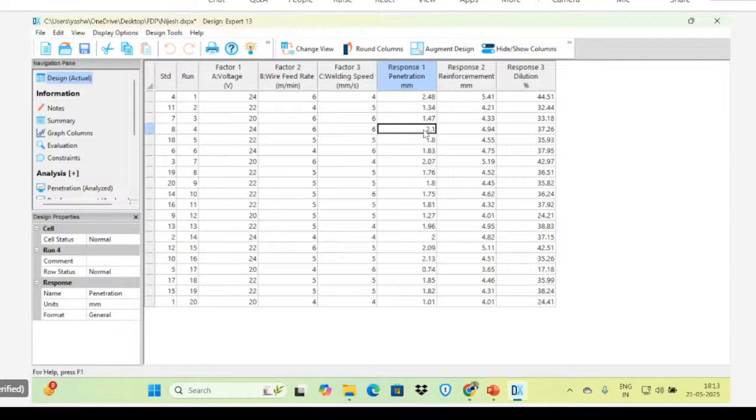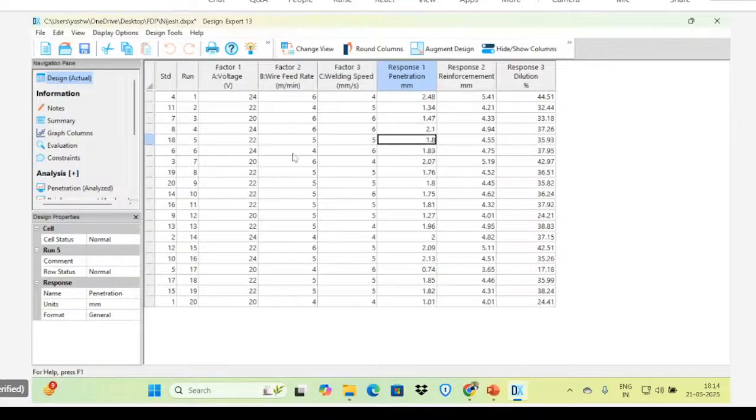Because we have taken the macro image and measured the penetration value, we are manually measuring it. But we are not 100% sure whether it is 2.1, 2.11 or 2.09. So that minute error will be there, and you have to take it into consideration while optimizing the process parameters.